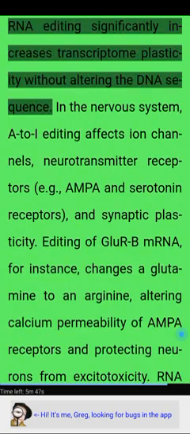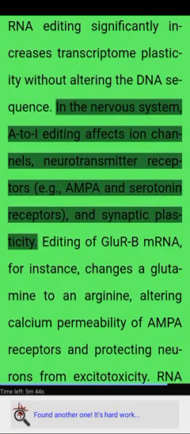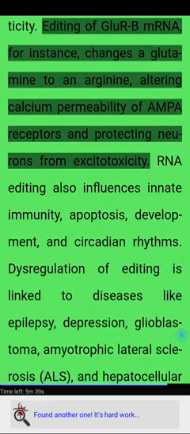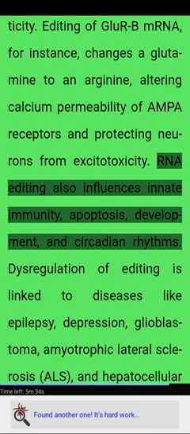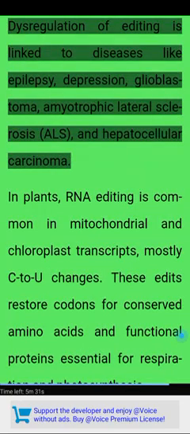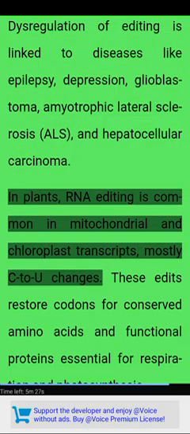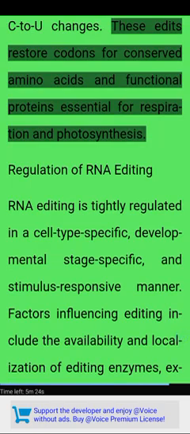Biological functions and importance. RNA editing significantly increases transcriptome plasticity without altering the DNA sequence. In the nervous system, A-to-I editing affects ion channels, neurotransmitter receptors, e.g., AMPA and serotonin receptors, and synaptic plasticity. Editing of GluR-B mRNA, for instance, changes a glutamine to an arginine, altering calcium permeability of AMPA receptors and protecting neurons from excitotoxicity. RNA editing also influences innate immunity, apoptosis, development, and circadian rhythms. Dysregulation of editing is linked to diseases like epilepsy, depression, glioblastoma, amyotrophic lateral sclerosis (ALS), and hepatocellular carcinoma. In plants, RNA editing is common in mitochondrial and chloroplast transcripts, mostly C-to-U changes. These edits restore codons for conserved amino acids and functional proteins essential for respiration and photosynthesis.